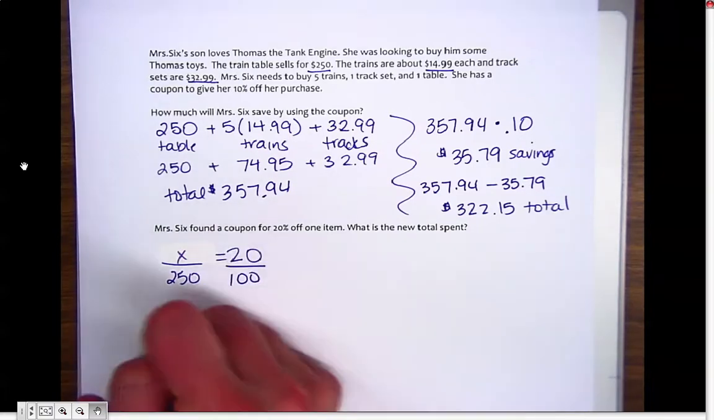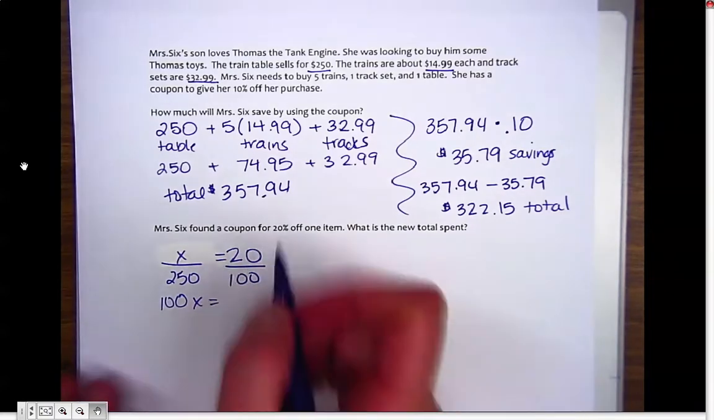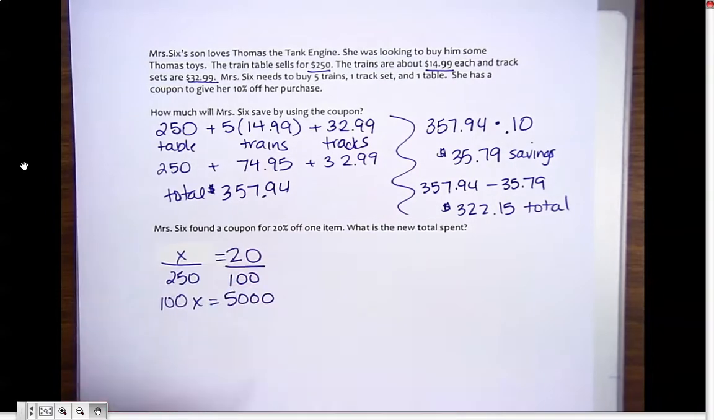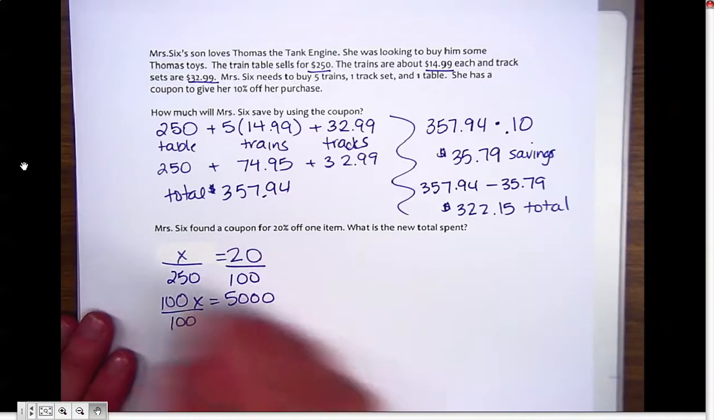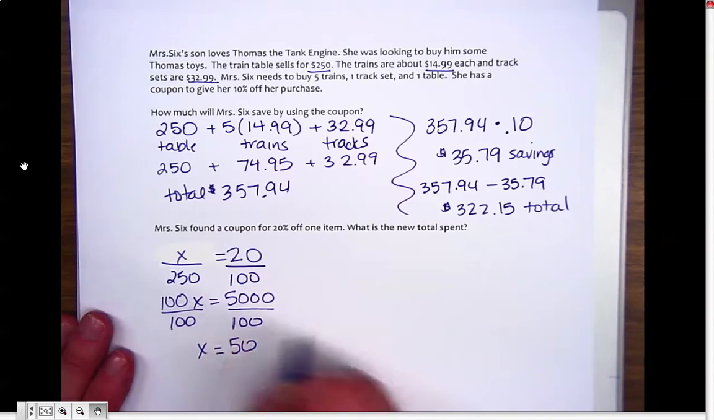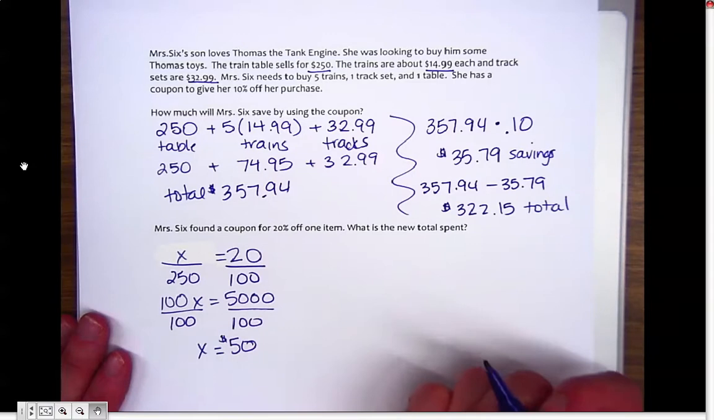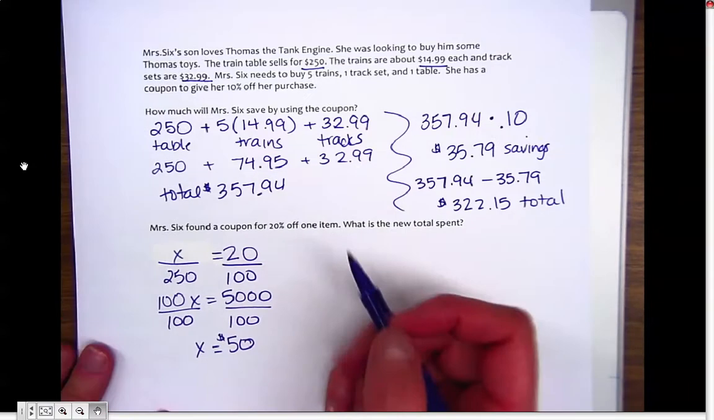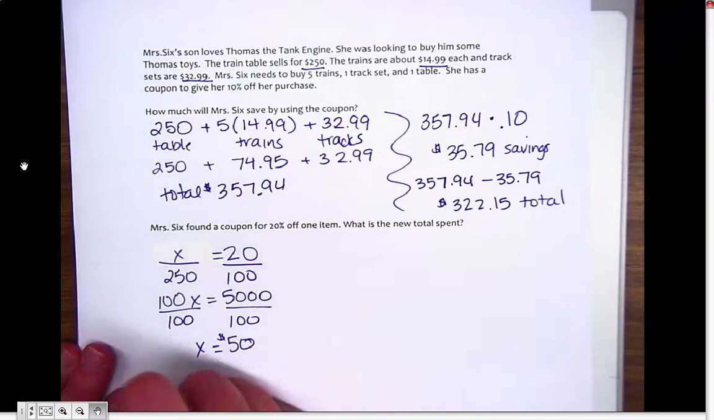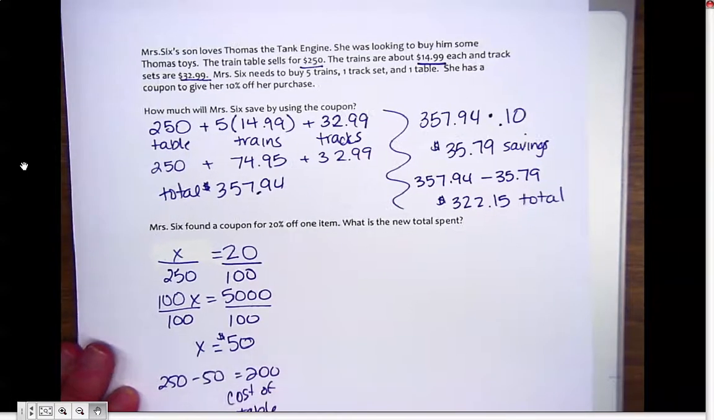And so I get 100x, and then I'm going to do 20 times 250, which gives me 5,000. And I'm going to divide that by 100. And I get that I'm going to save $50. That's a significant savings. So now my 250 minus 50 is going to be $200. This is the cost of the table, my new cost of the table.